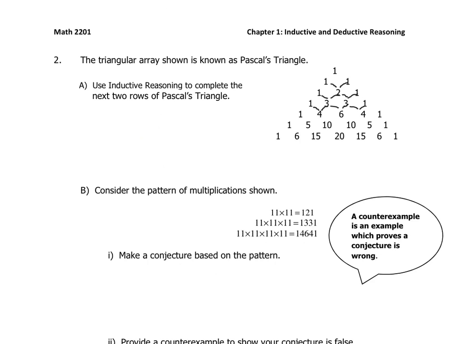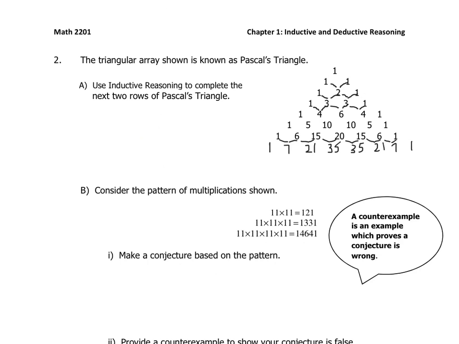And so for the last one there, we're asked to complete the next 2 rows, so we'll start with a 1. The next number should be the combination of 1 and 6, which is 7, and then 6 and 15, which is 21 if you add those. 15 and 20 is 35. 20 and 15 is again 35. 15 and 6 is 21. 6 and 1 is 7. And then you end with 1.